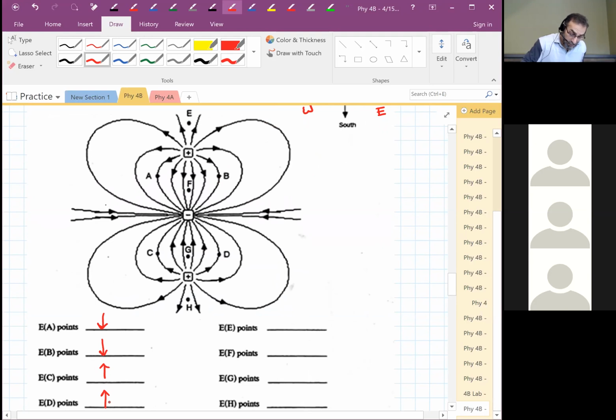E and F, where are E and F? E is up here. North. F. And G and H. I'll give you a minute to get caught up if you're still thinking this through.